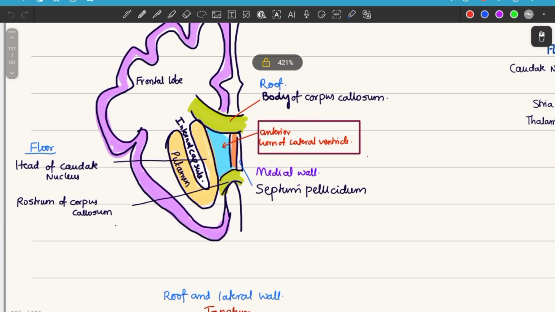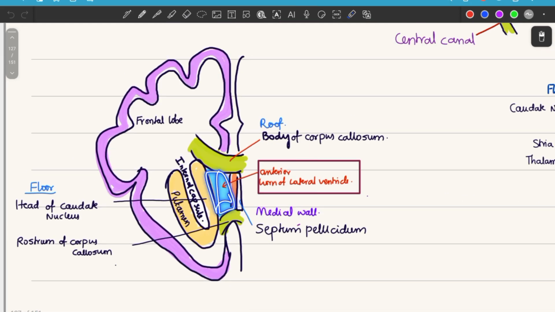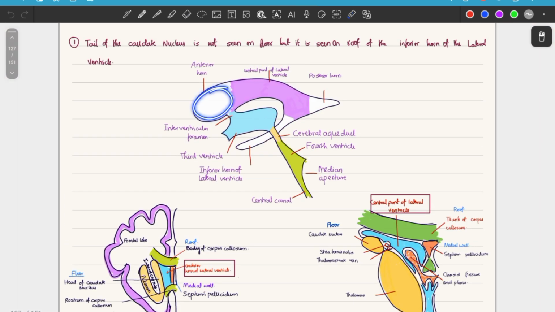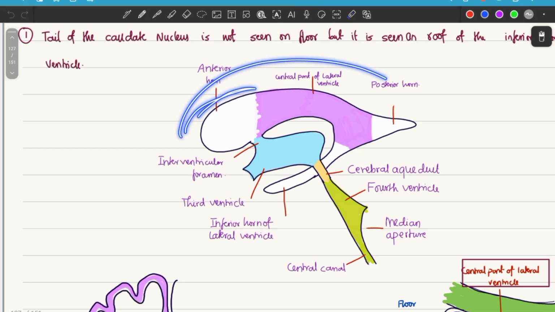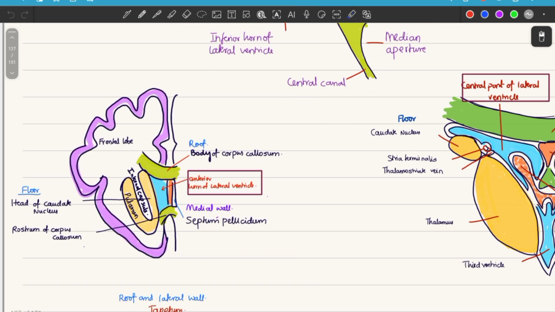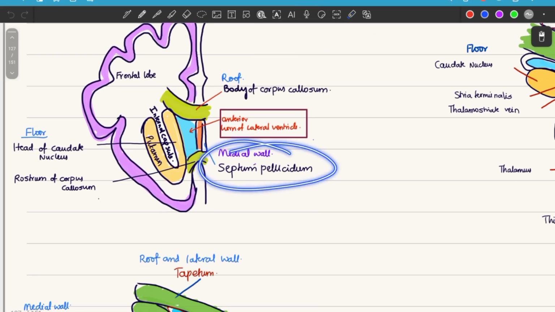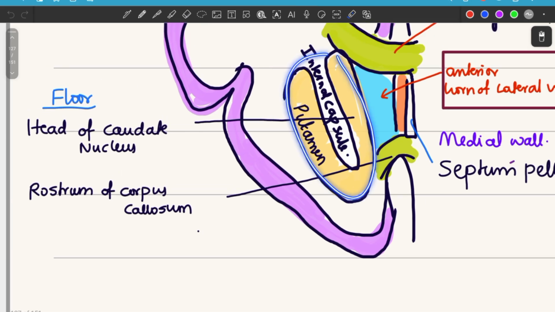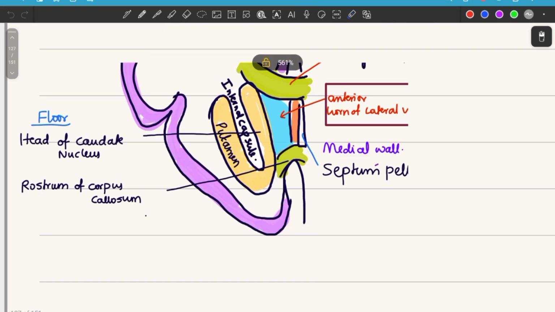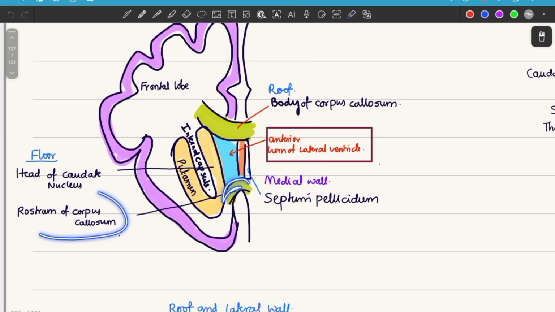First is the anterior horn of the lateral ventricle, this one. Here in the roof, the corpus callosum will come. So the roof is formed by the body of the corpus callosum, whereas on the medial part you can see the septum pellucidum. In the floor, you can see the head of the caudate nucleus and also the rostrum of the corpus callosum. These are the posterior fibers, okay? The rostrum of the corpus callosum.